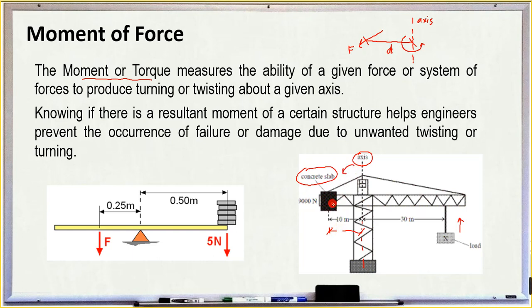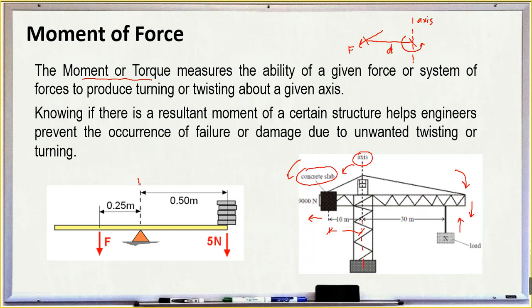If the placement is improper, then there's a tendency for the heavy load to tip the crane in a clockwise direction. Now if the distance of the concrete slab is too much, there's a tendency for the crane to tip counterclockwise, and that would be catastrophic. So that is the significance of solving the resultant moment of a given system of forces.